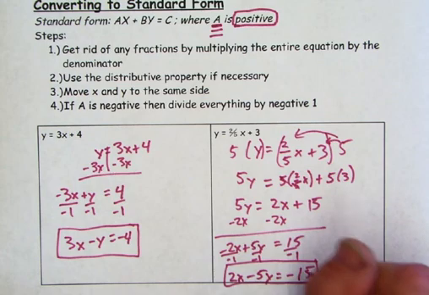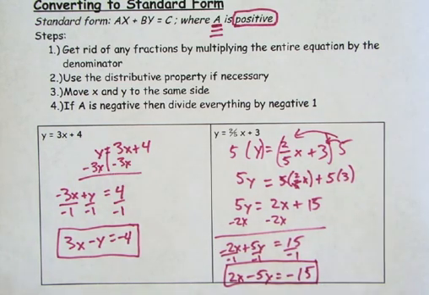So that's standard form. Standard form is very helpful if we want to find x and y intercepts. It can be really easy to graph by using the x and y intercepts. And so in converting to it, we just want to make sure that when we get it into ax plus by, both the y and the x values are on the same side, and if a is negative, we divide everything by negative 1.